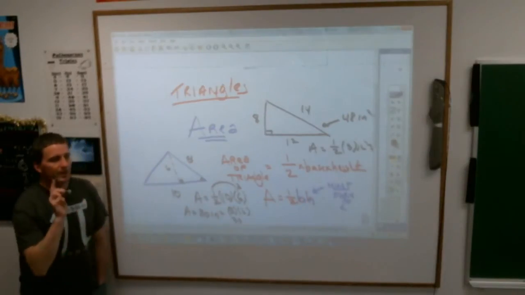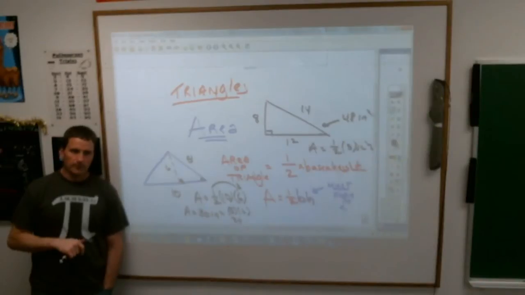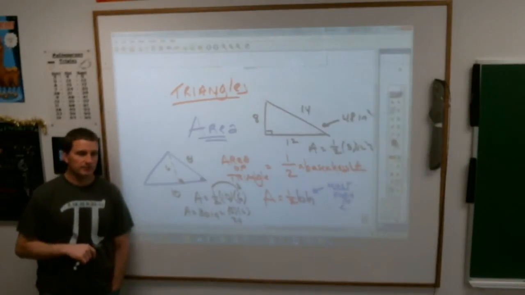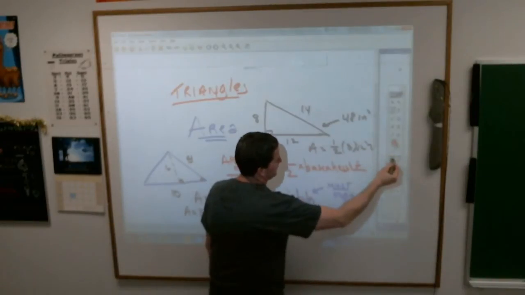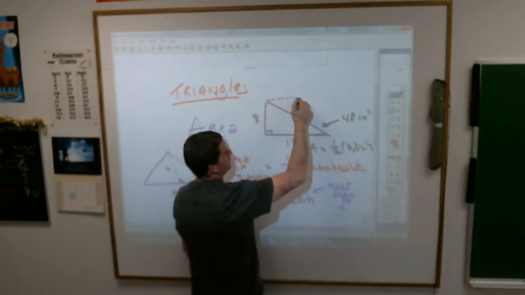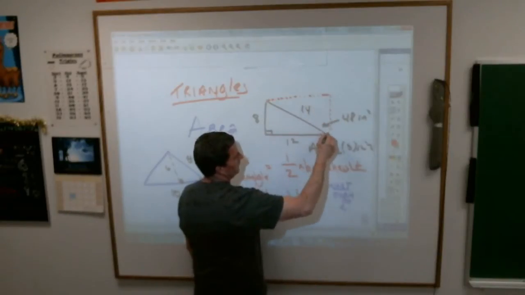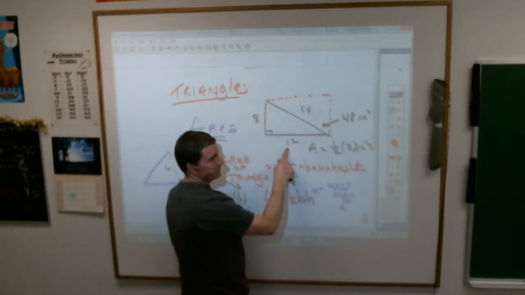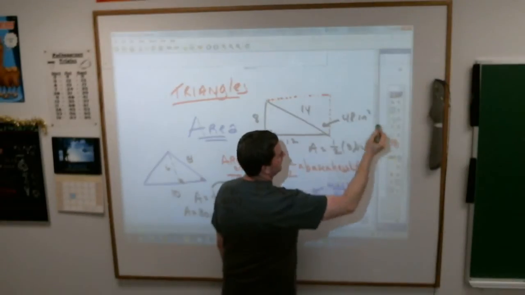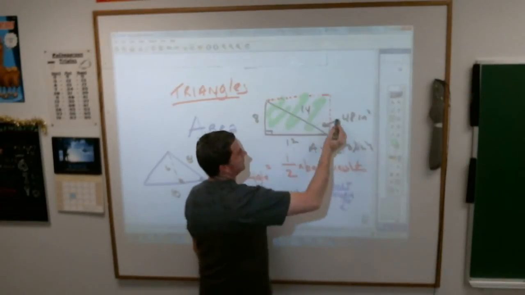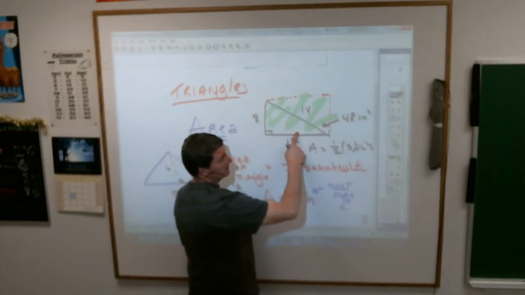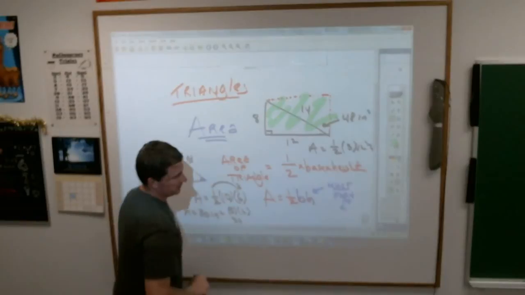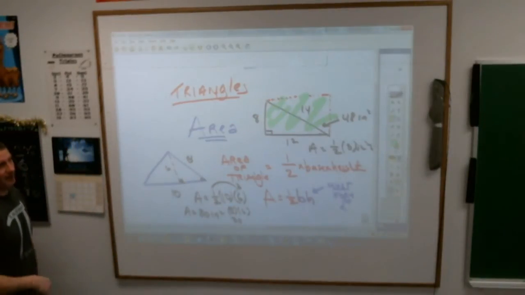Now, why do you suppose it's 1/2? Why isn't it just base times height? Well, if you look at what we had here, if I made this, 8 times 12 actually gives me the area of a rectangle. Remember base times height? That would tell me the area of this entire thing. How much is a triangle of that entire thing? Half of it. So that's why we take triangles and cut them in half, because they only take up half the area as if there was a rectangle.